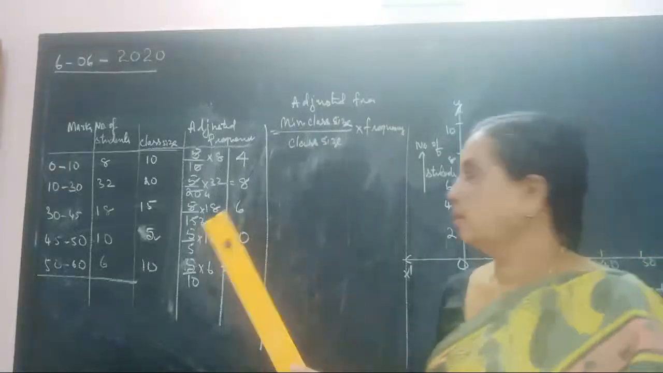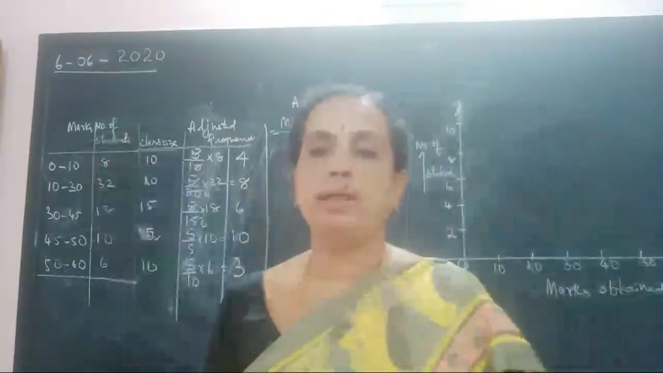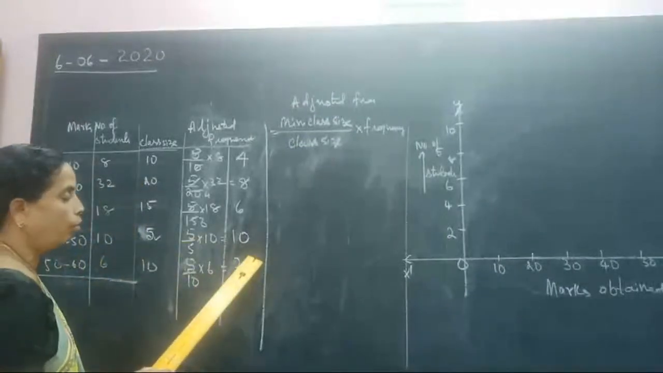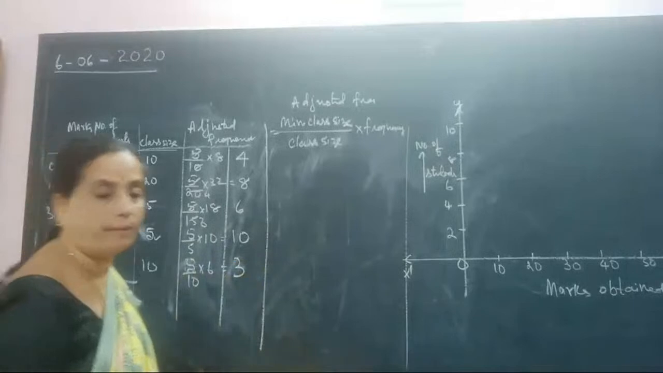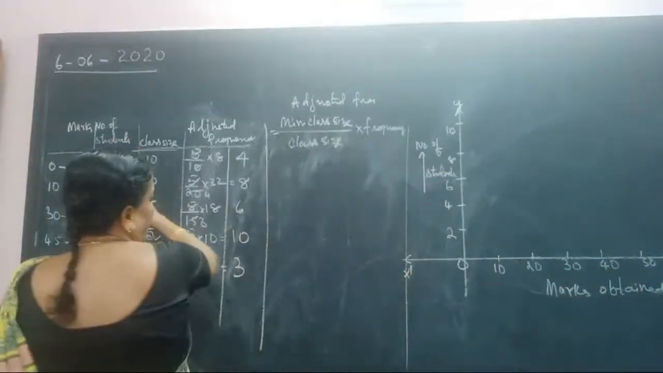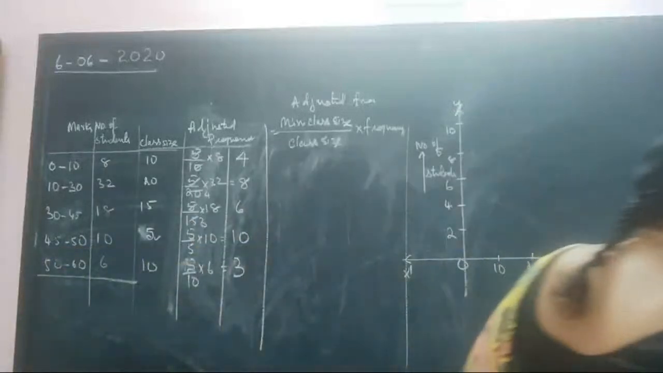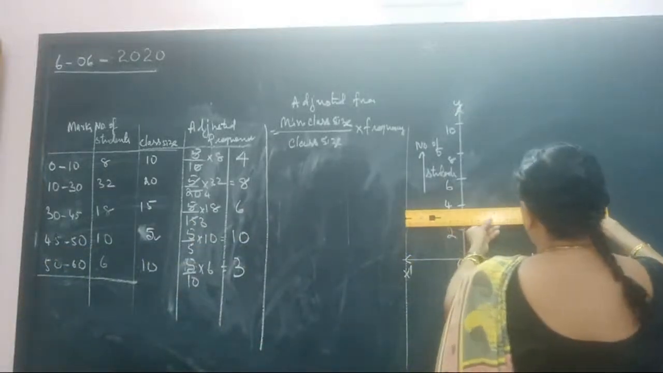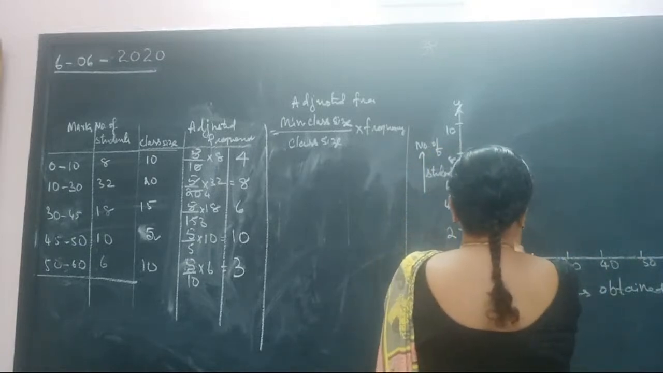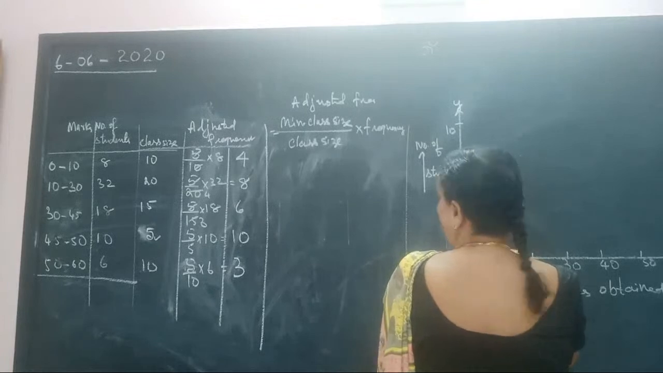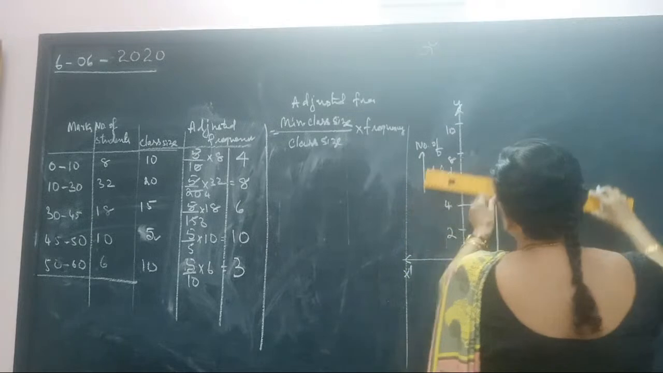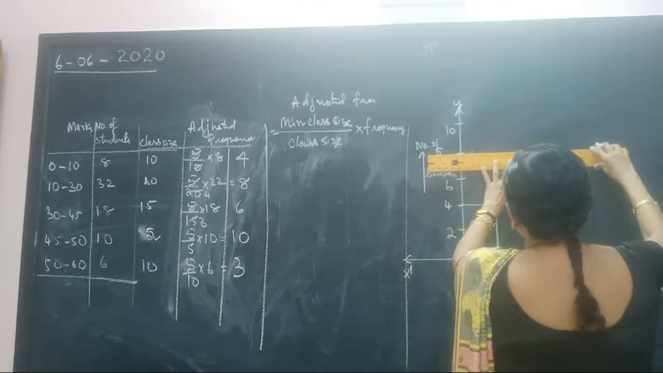Now get the class interval and plot the corresponding frequency, not the previous frequency. You have to plot the adjusted frequency. For 0 to 10, the adjusted frequency is 4, so take the marking of 4 here. You will get a rectangular box for 0 to 10. Then 10 to 30, it is 8.